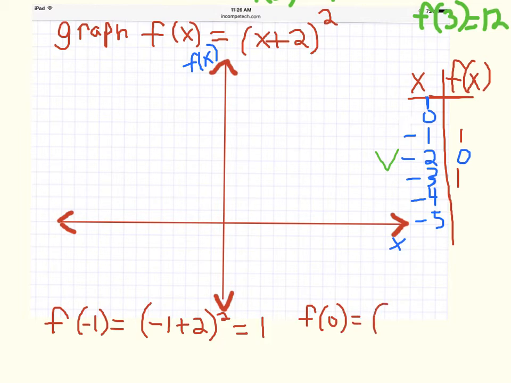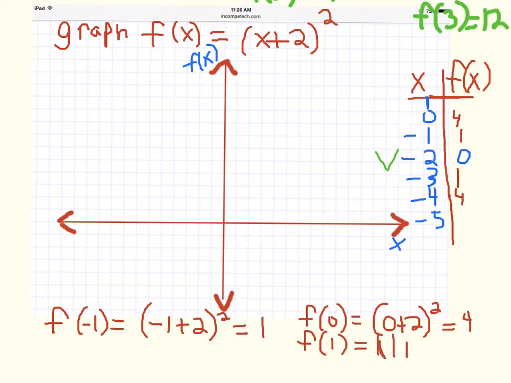Now then I'm going to do f of 0, and 0 this time doesn't get me the minimum value like it did in previous problems. 0 plus 2 is going to be 2 squared, or 4, and that's going to get me the same value as -4 does, because when I plug in -4, I get -4 plus 2, or -2 squared, which is also 4. And then let me plug in f of 1, which is 1 plus 2 squared, so that's 3 squared, or 9. So I get 9 and 9 for those. So let's go ahead and graph this.